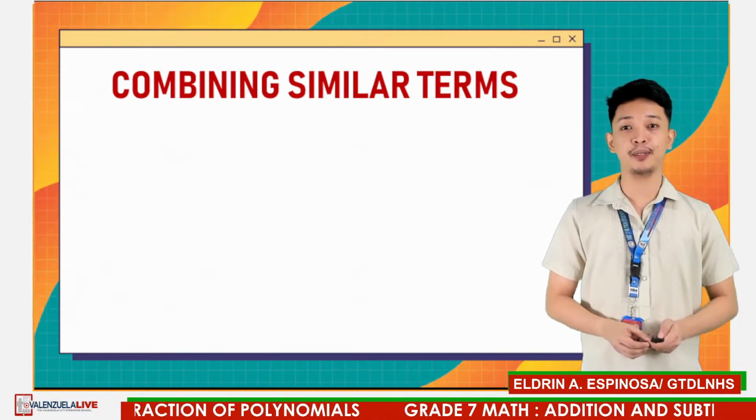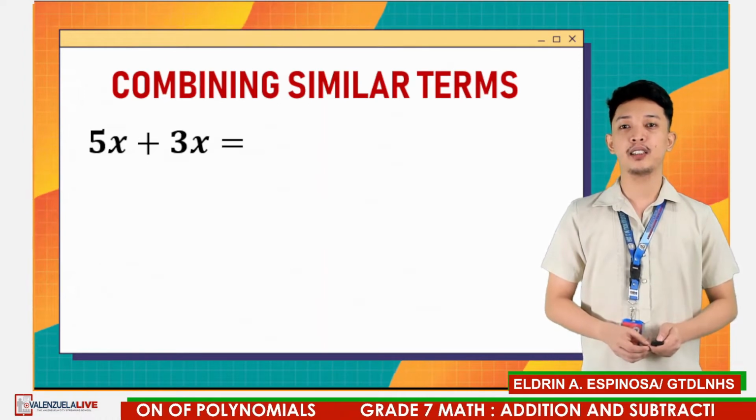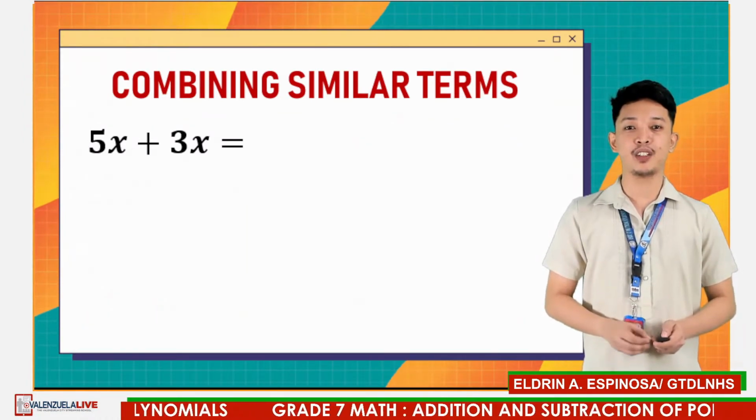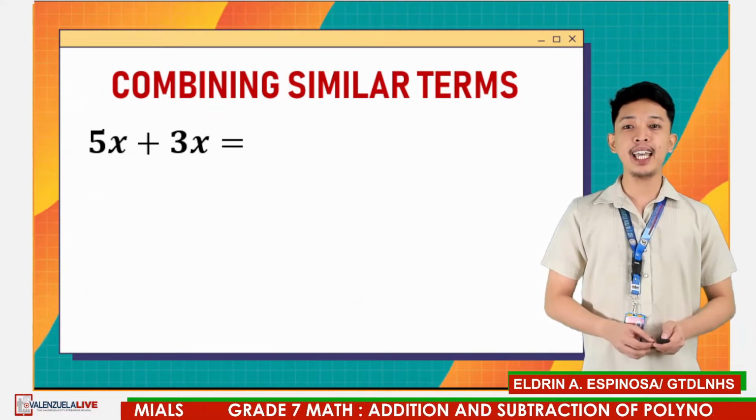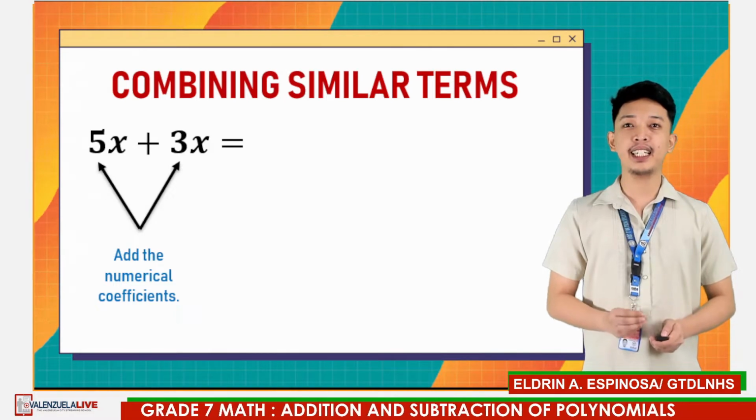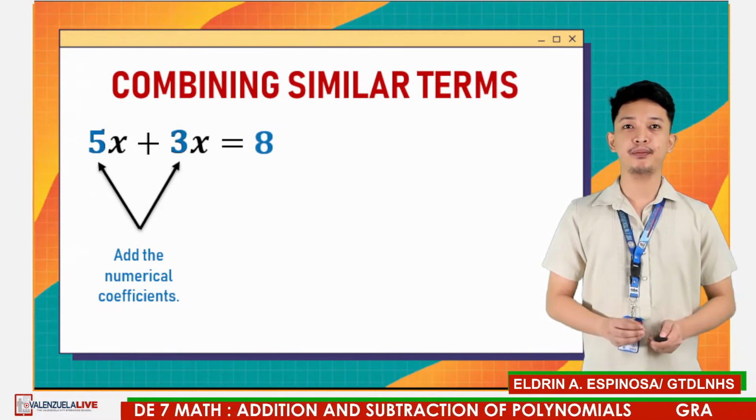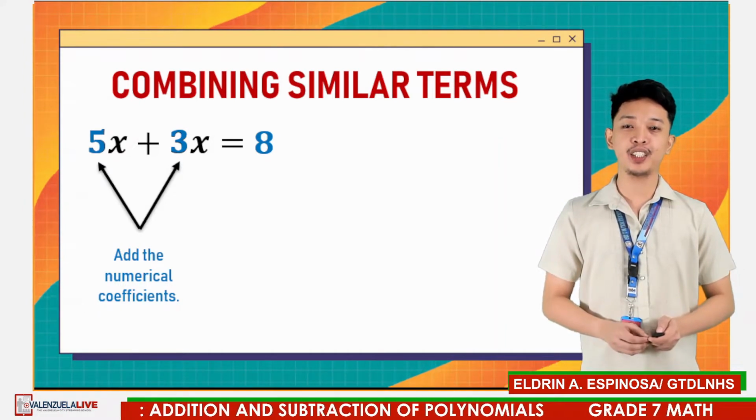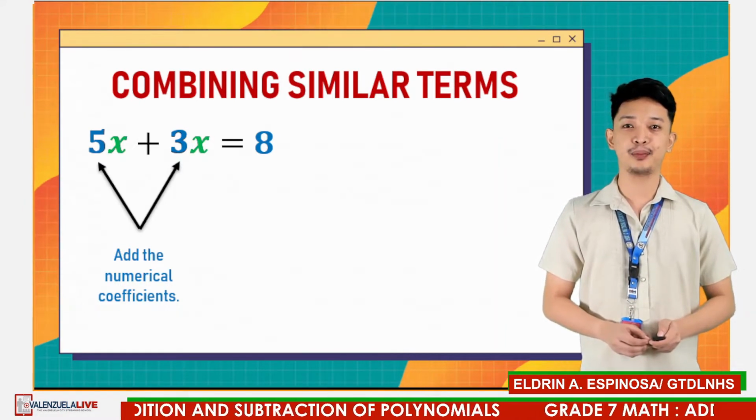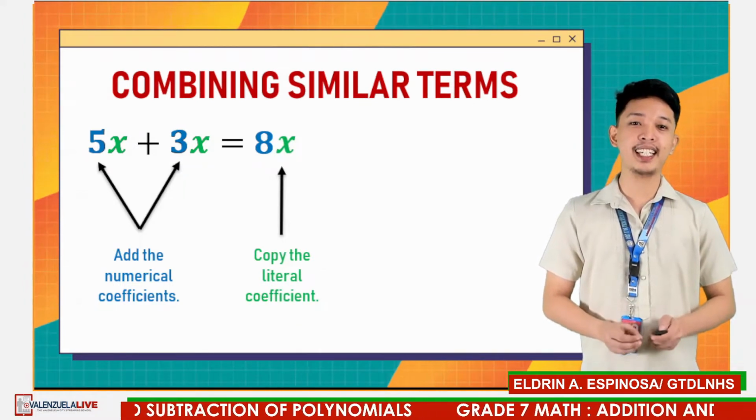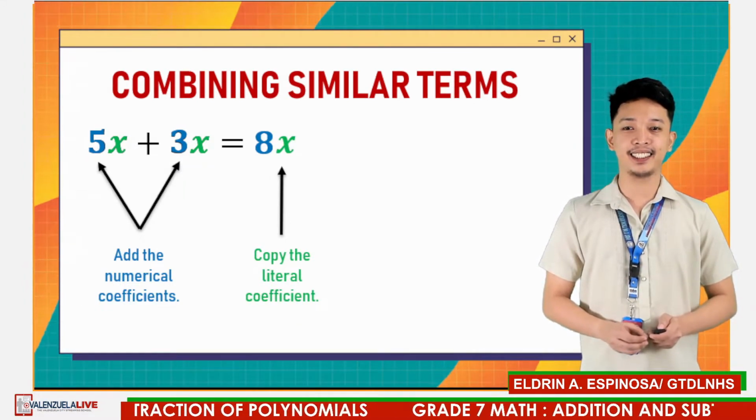For example, let's add 5x and 3x. First, we must add the numerical coefficients. 5 plus 3 is 8. Next, copy the literal coefficient, which is x. Therefore, the sum of 5x and 3x is 8x.